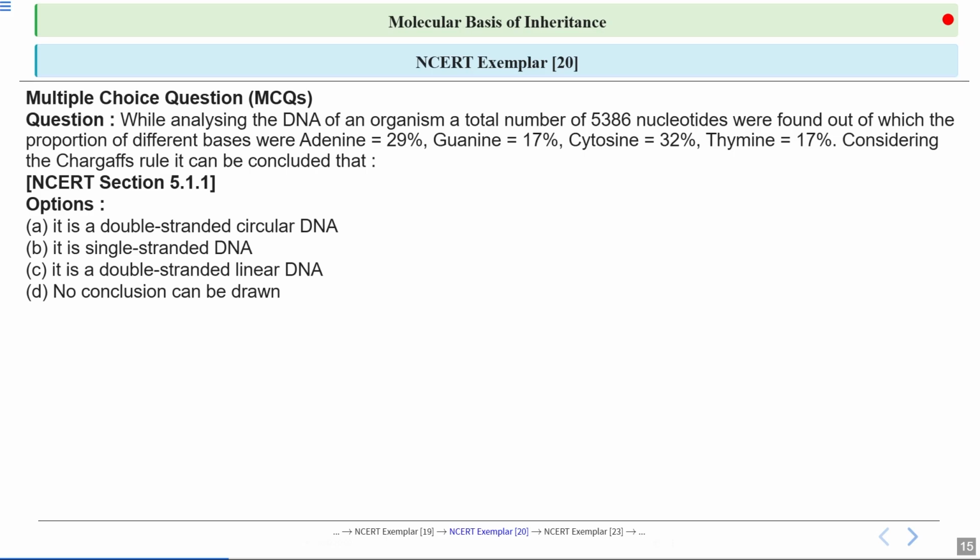Okay, so in simple words, what does Chargaff's rule say? The number of adenine is equal to the number of thymine, and the number of guanine is equal to the number of cytosine. Or the ratio of A by T is equal to the ratio of G by C. So, what are the options? Option A, it is double stranded circular DNA. Option B, it is single stranded DNA. Option C, it is double stranded linear DNA. Option D is no conclusion can be drawn. What is the correct answer?